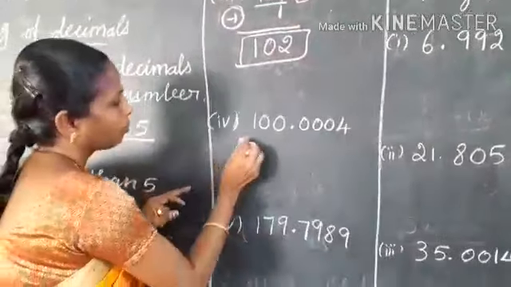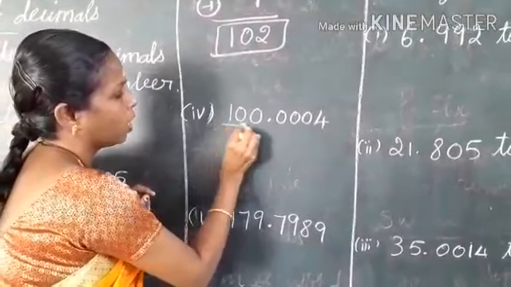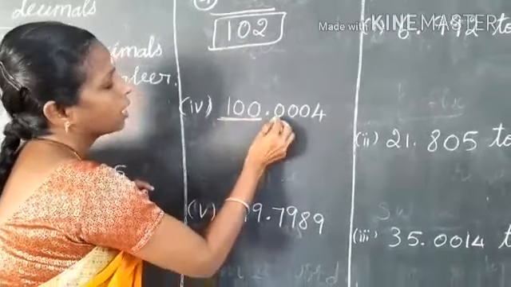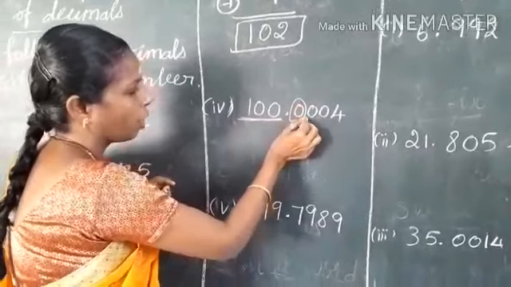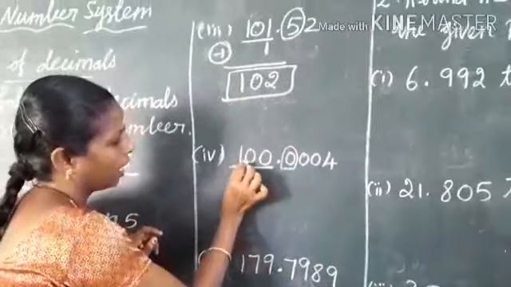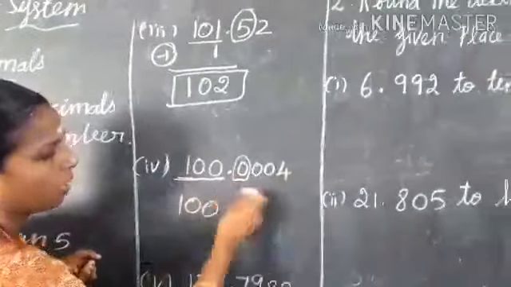Next one. Here also we have to round to the nearest whole number. So underline the whole number. Compare the digit on the right side, that is less than 5. Less than 5 means we must take the underlined digit as it is, and the remaining digits we can leave.